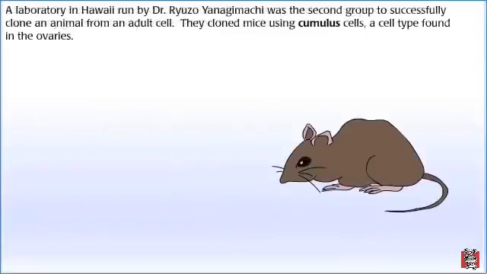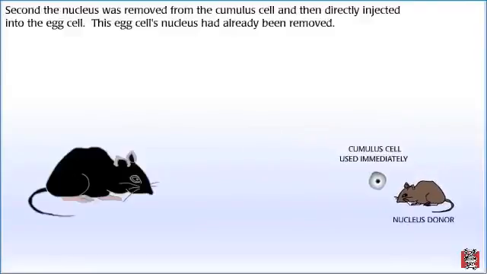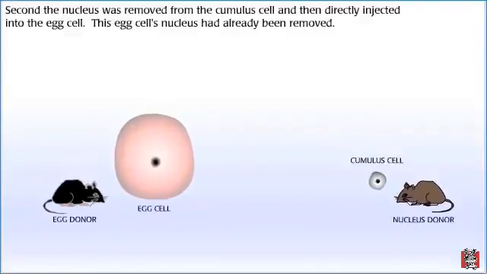A laboratory in Hawaii, run by Dr. Ryuzo Yanagimachi, was the second group to successfully clone an animal from an adult cell. They cloned mice using cumulus cells, a cell type found in the ovaries. The cloning method used by the lab in Hawaii was different in two ways from the method used to clone Dolly. First, the cells used to clone the mice were not grown in culture, but instead were used immediately. Second, the nucleus was removed from the cumulus cell and then directly injected into the egg cell. This egg cell's nucleus had already been removed.